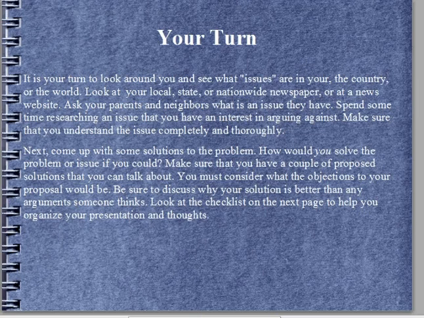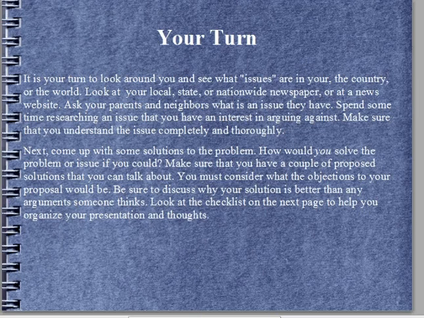Make sure that you understand the issue completely and thoroughly. Okay, that is part of your assignment. So next, you come up with some solutions to the problem. How would you solve the problem or issue if you could? Make sure that you have a couple of proposed solutions that you can talk about.